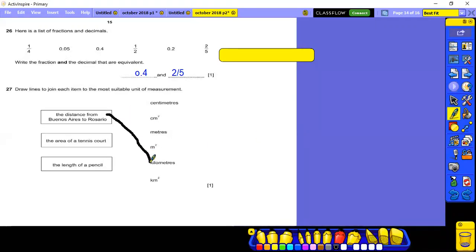Very good job. But what about the area of a tennis court? He's saying the area. So what will be the answer? If you tell me meter only, Natalie, wrong, because I'm finding the area, it should be meter square.